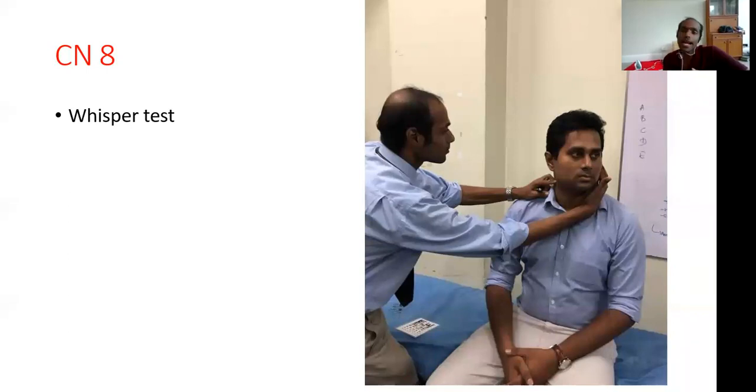The eighth cranial nerve ideally should be examined by the Rinne test and Weber test. You have been taught this in physiology, so just revise that. As a rough screening examination at the bedside, if you don't have a tuning fork to do the Rinne and the Weber, you can use the whisper test, where you whisper something into the ear and ask the patient to repeat that.